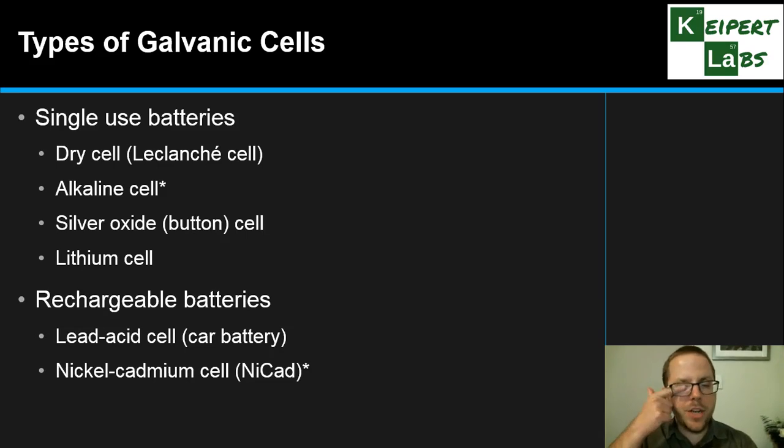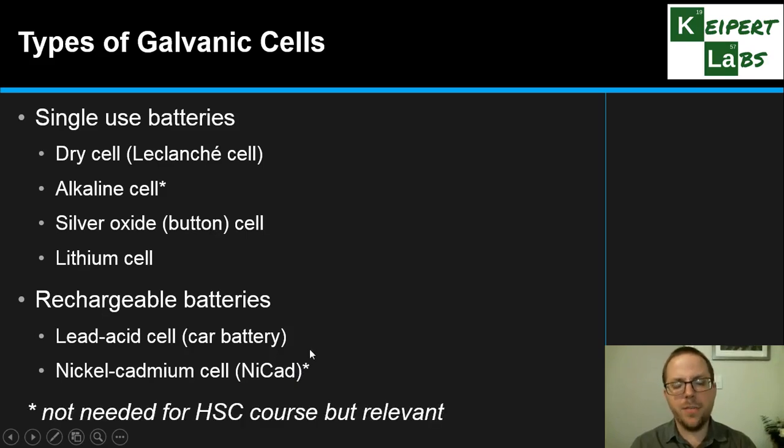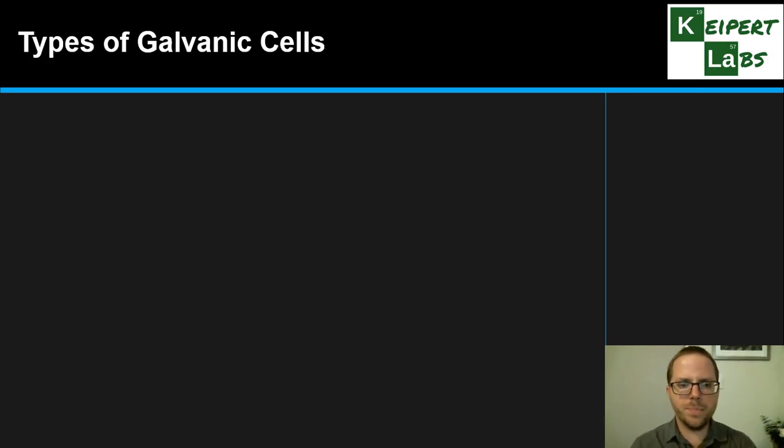And then we also have rechargeable batteries, so that they can be reused, can be topped up. We have the lead acid cell, which is the basis of your car battery, or your nickel cadmium cell, your NiCad battery. We've also got other batteries like nickel metal hydride, but we don't talk about those within our context. And the two with the asterisks are not actually needed for the HSC course, but they are relevant to what we're talking about.